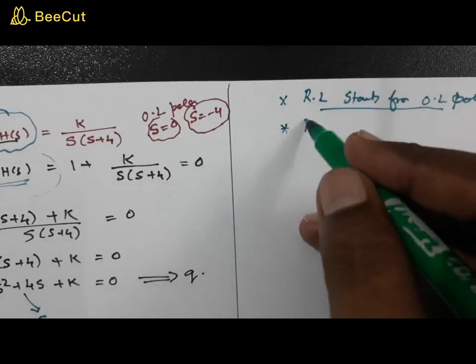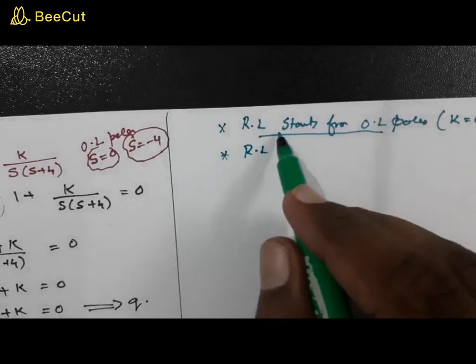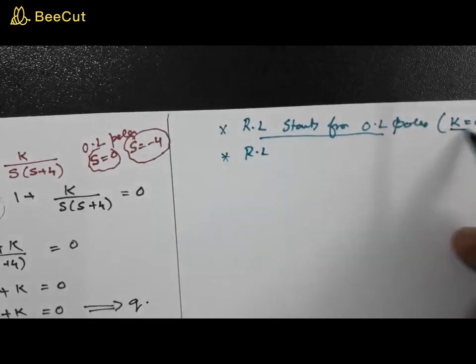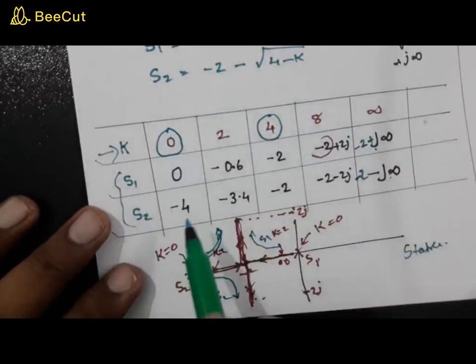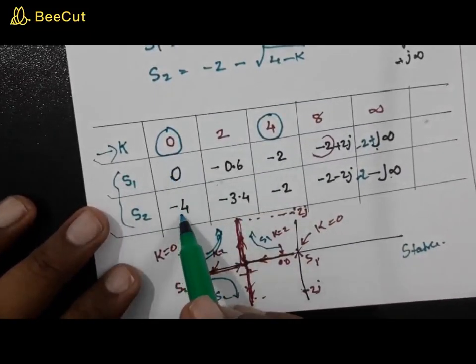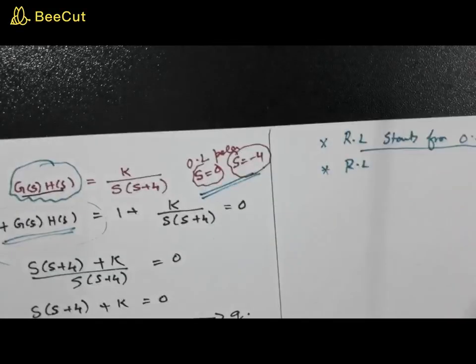And what about the termination of the root locus? The starting point corresponds to the value of k equal to 0. So the starting point of a root locus always corresponds to k equal to 0. Look at this. At k equal to 0, S1 and S2 start from 0 and minus 4, which are nothing but the open loop poles.